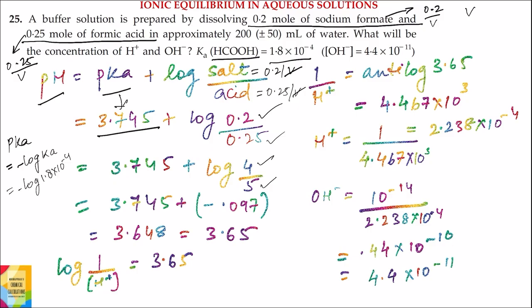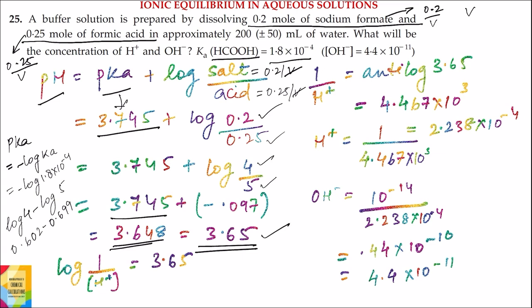Log 4 by 5 is log 4 minus log 5. Log 4 is 0.602, and log 5 is 0.699. So log 4 minus log 5 will be equal to minus 0.097. So 3.745 plus, in brackets, minus 0.097. Solving, the value of pH is 3.65. 3.745 minus 0.097 will be 3.648, which can be approximately written as 3.65.